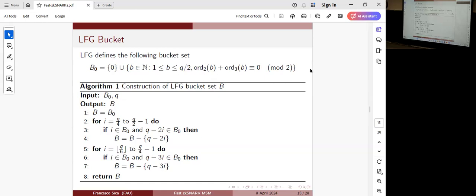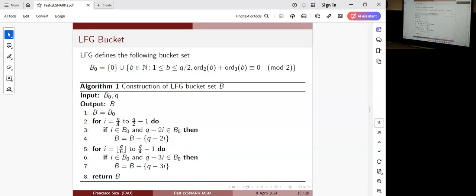And from this set, they remove some elements. So you see here, they remove elements of the form q minus 2i, where I is an element of this set. So it's kind of a strange construction. And also they remove elements q minus 3i, where I is an element of this set.